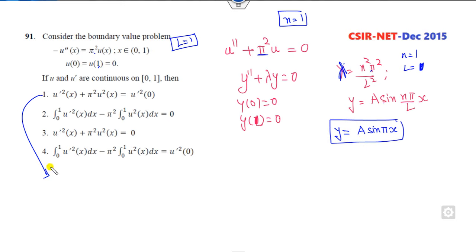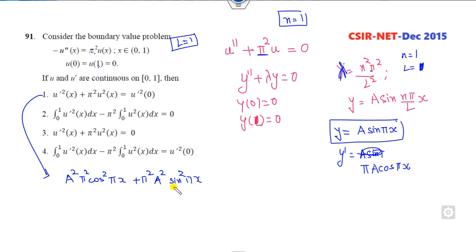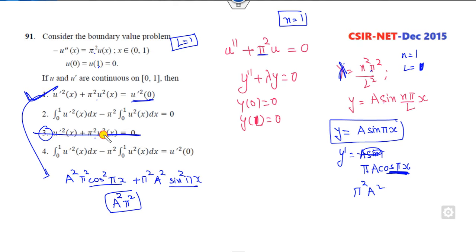What is the first option? What is the first derivative of this? u dash is A pi cos pi x. So if I substitute squaring, A square pi square cos square plus pi square u square, that is my A square sine square pi x. So sine square plus cos square is 1, so the answer is A square pi square. The right hand side is u dash, the derivative at the point 0, cos 0 is my 1, so the answer is pi square A square. Both are correct here. Once this is correct, this option is cancelled out.